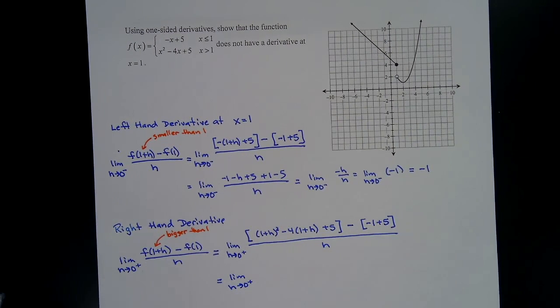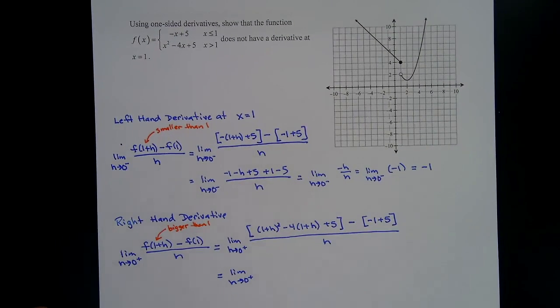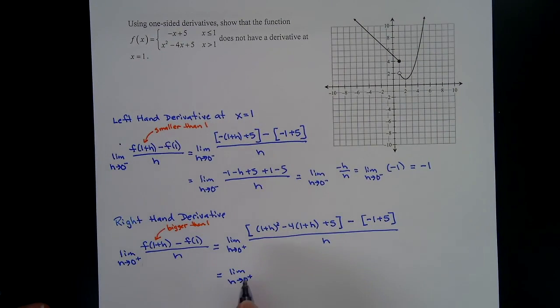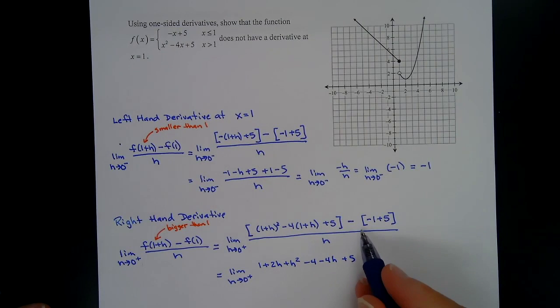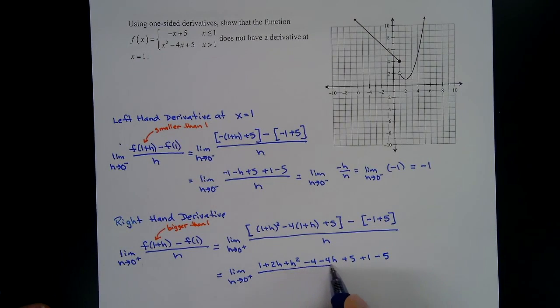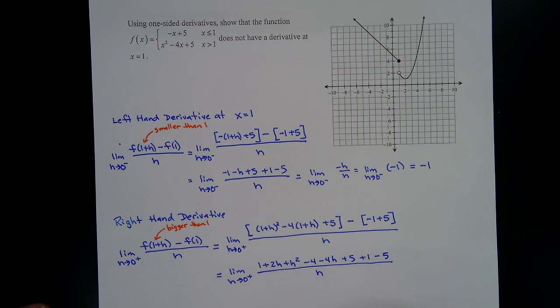I'm double checking to make sure you guys can see it on the screen. All right. I don't want to make the same mistakes I made yesterday and have to record this 3 or 4 times. So this would be 1 plus 2h plus h squared minus 4 minus 4h plus 5, and then plus 1 minus 5, all over h. And we can clean this up a little bit. This would be the limit as h approaches 0 from the right.